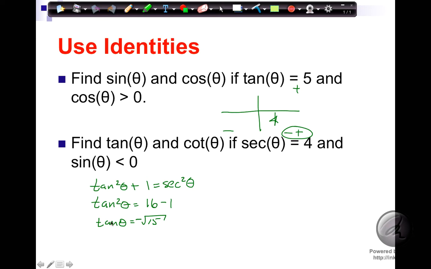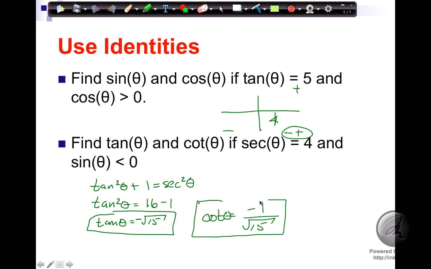Well, that actually answers part of my question. The part of the question was, what is tangent? The other part of the question is, what is cotangent? Well, the cotangent is the reciprocal of the tangent function. So in this case, cotangent theta is just going to be negative 1 over radical 15. Obviously you're supposed to simplify your square roots, but we're going to leave it like that just to save a little bit of time.